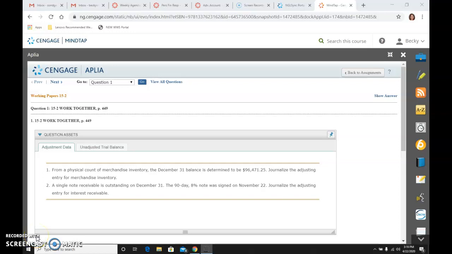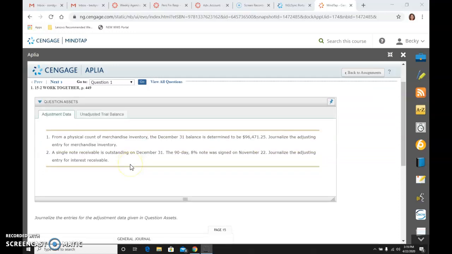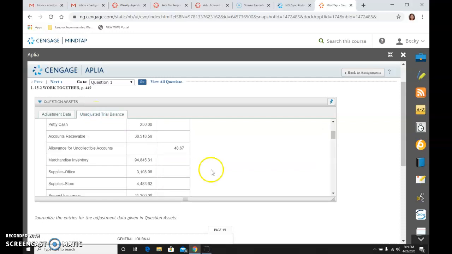Hello. I am going to walk you through the work together on page 449 for 15-2. What you have here is the adjustment data and your unadjusted trial balance.